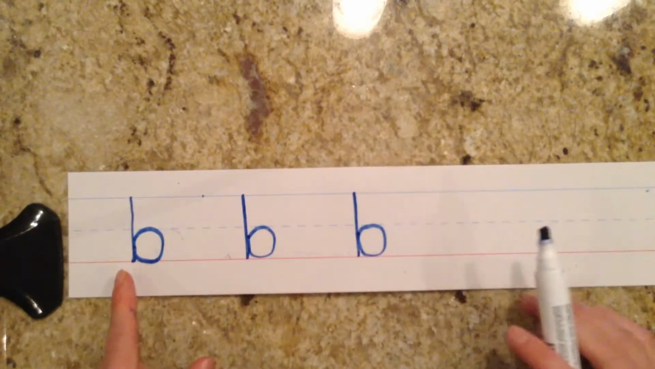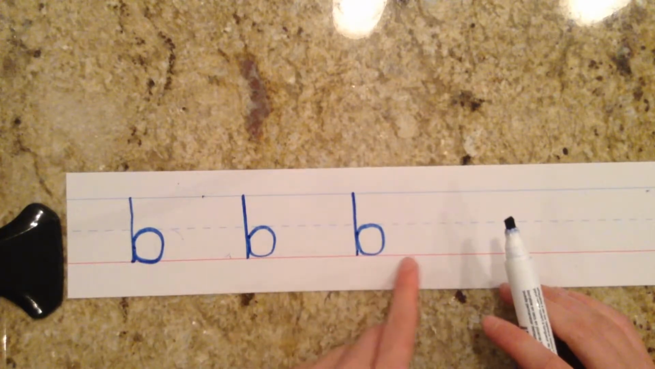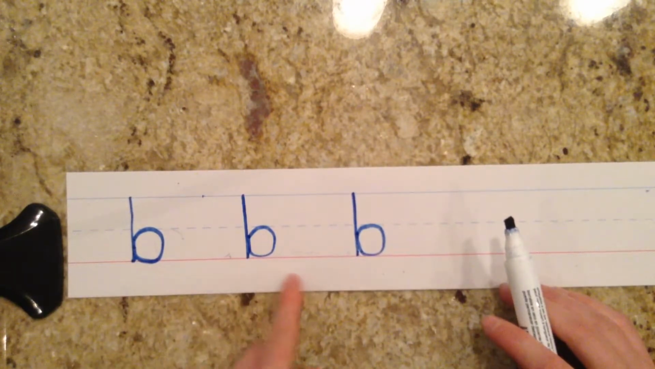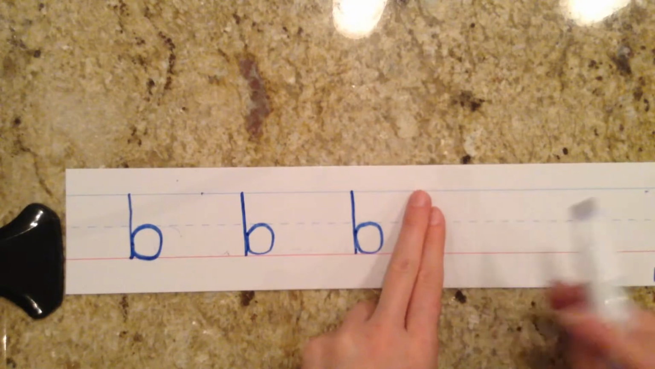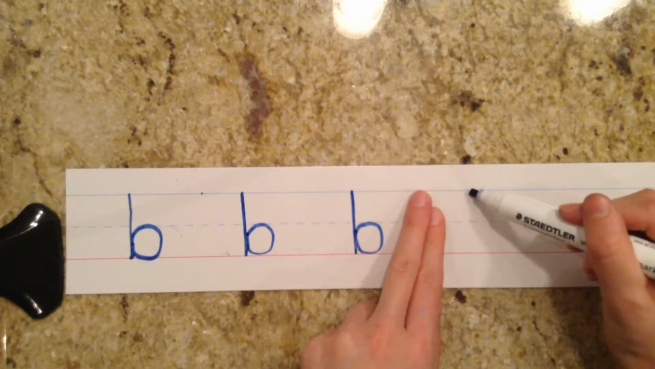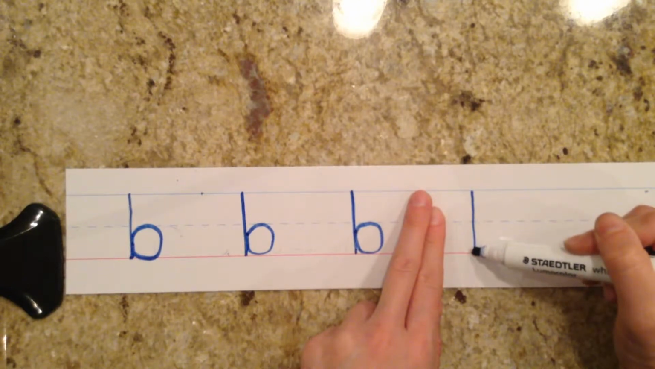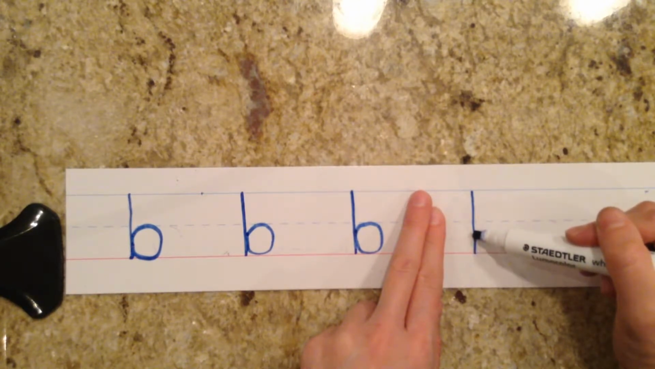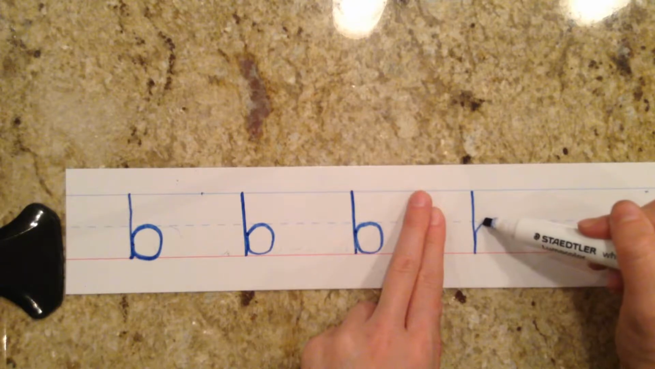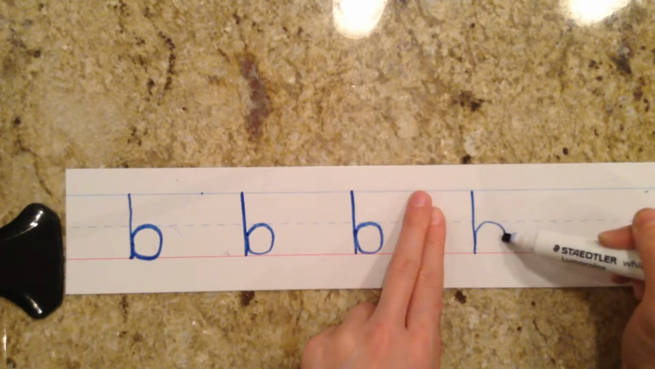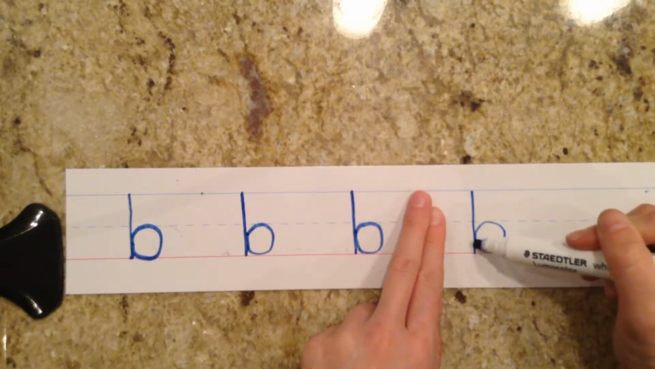Notice that my lowercase b does not go under the bottom line. It sits comfortably on top of it. Let's do another one. Start at the top, straight down to the ground, bounce. You're getting closer to the dotted line. Start your forwards rainbow. Curve all the way around.